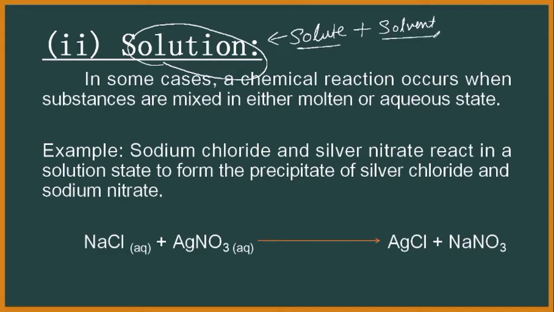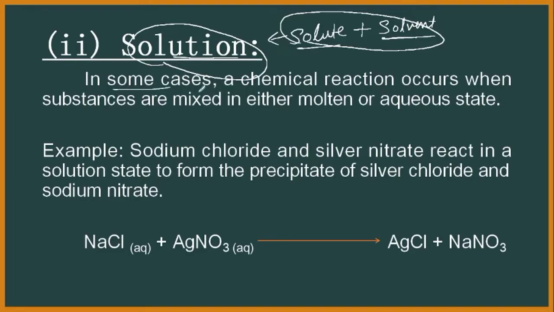And what is the solvent? Solvent is the substance which dissolves the solute. So when these two are mixed with each other, we obtain a solution. For a chemical reaction to take place, the substances should be present in the form of a solution.